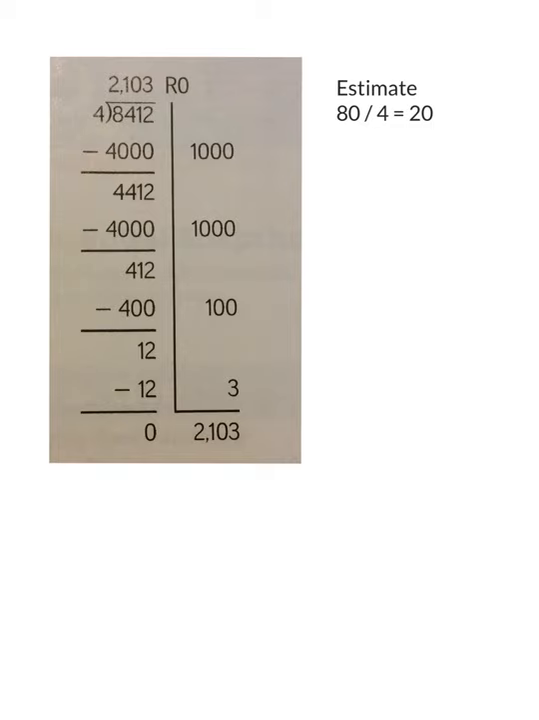Okay, so here is our work when we did 8,412 divided by 4. We got 2,103 remainder 0. So we have 2103. Okay, and I've also brought over our estimate, which was $20. So we need to place our decimal point now in this 2103 to make our answer as close as possible to our estimate of 20.